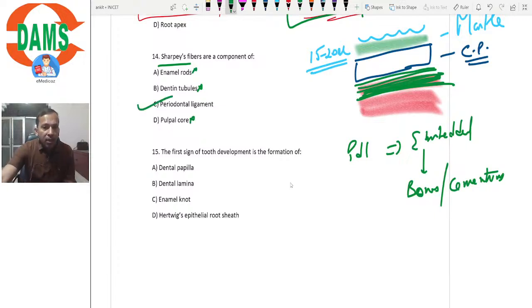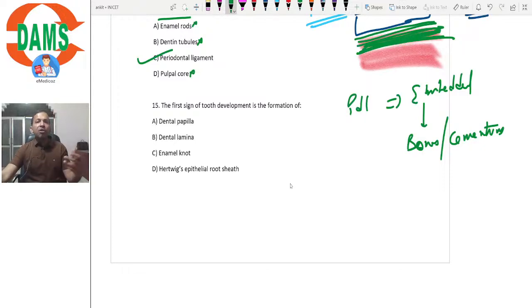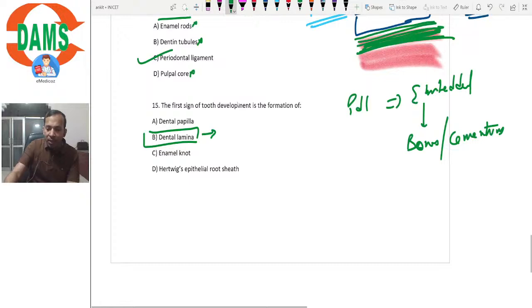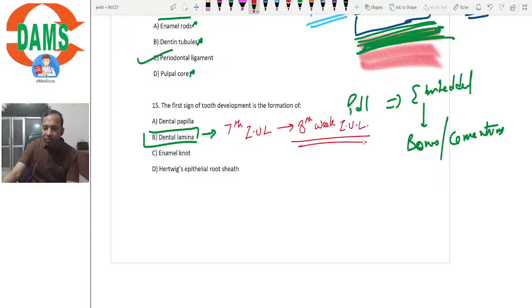The last question, the first sign of tooth development is the formation of. So what will be the first sign of tooth development? Dental lamina has to be formed, and this dental lamina will later on proliferate to form the bud, then cap, then bell stage, isn't it? So the formation of dental lamina is the first sign of tooth development. And when does the dental lamina form? It starts to form at the 7th week of intrauterine life and is well established at the 8th week of the intrauterine life.